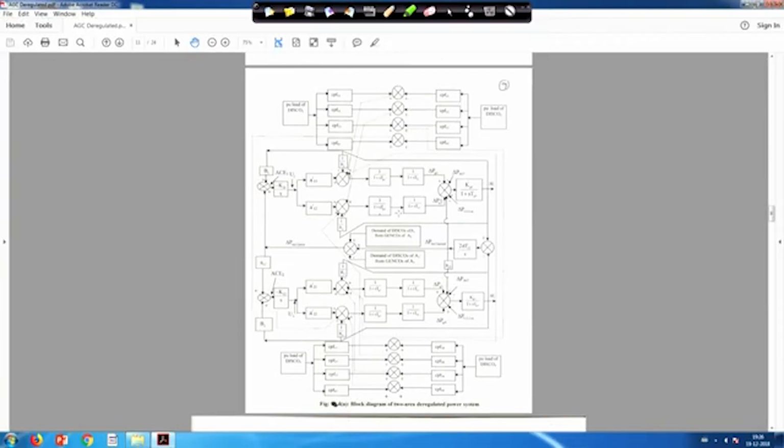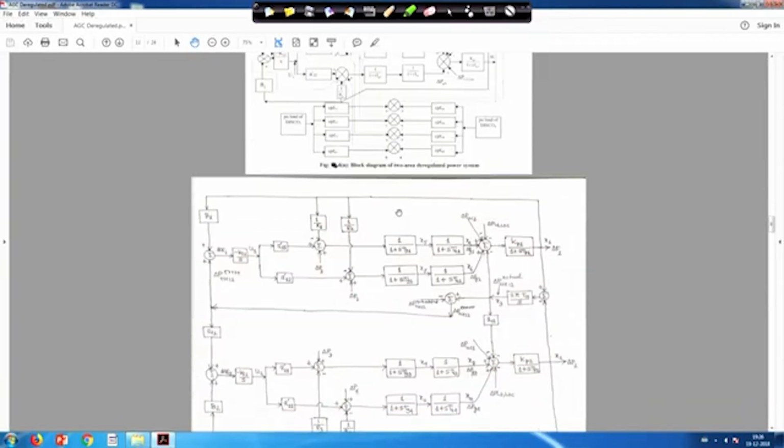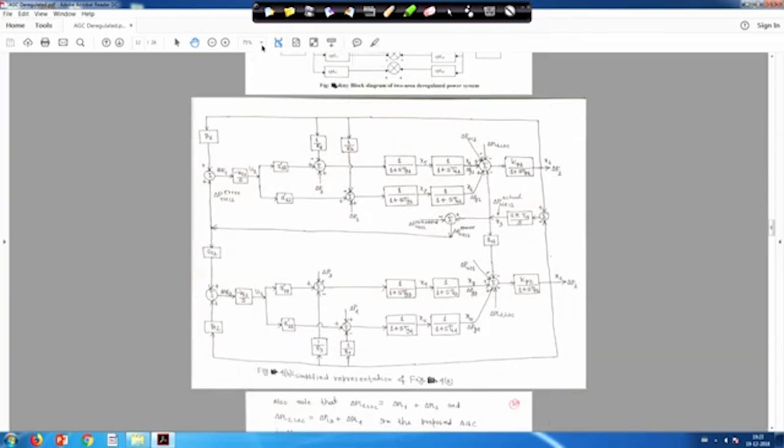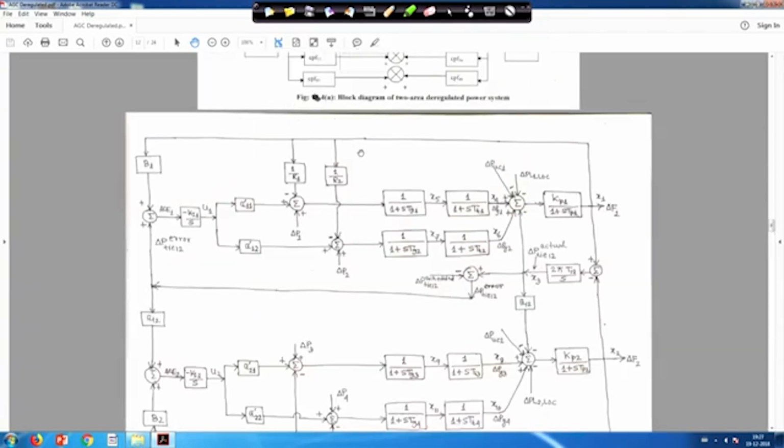Okay. So, this block diagram is the way the actual drawing was made. Now, for our analysis, we will simplify it. So, how will we do it? This was drawn by hand, right. So, let me enlarge it a little bit, right.